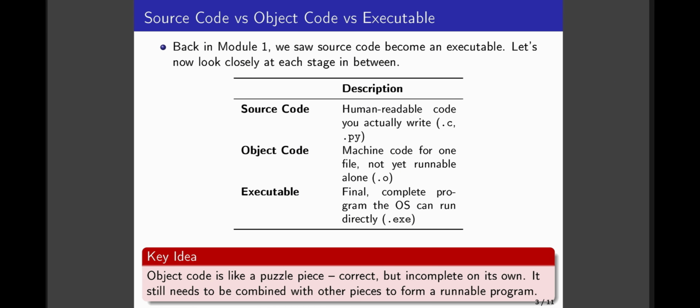So object code is like a puzzle piece. It's correct but incomplete on its own. It still needs to be combined with other pieces to actually form a runnable program. That combining process is exactly what we are covering next.